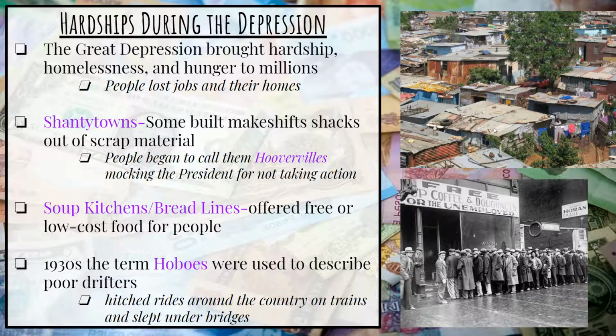And when they got to cities, they had no money, nor did they have a job. So you best believe they didn't have a place to stay. So they would have to find and build their own houses. And so they were makeshift dwellings made out of scrap material that they found, known as shanty towns.